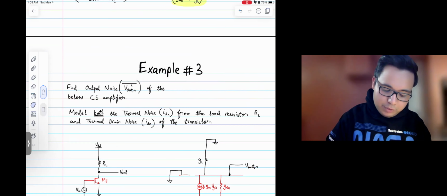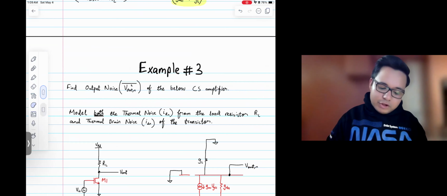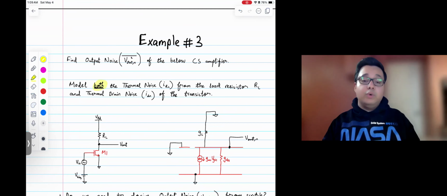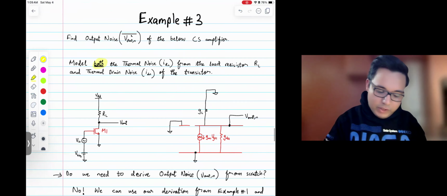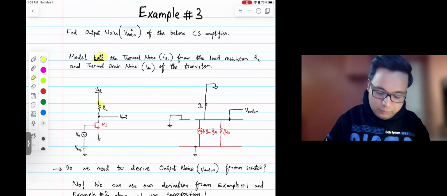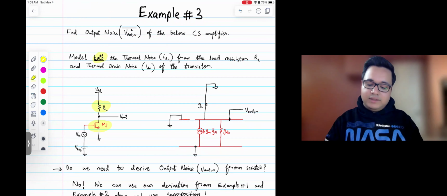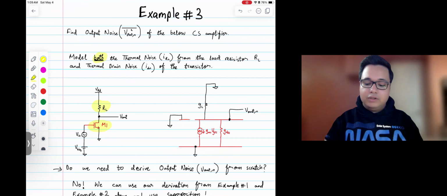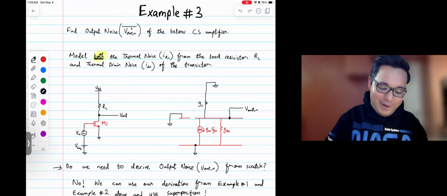It's just find the output noise of the common source amplifier. Same circuit, but this time we're asked to model both the thermal noise of the resistor and the thermal drain noise of the transistor M1. So both the noise of this and the noise of M1, and see the total output noise contribution because of these two components. Now, again, same steps.